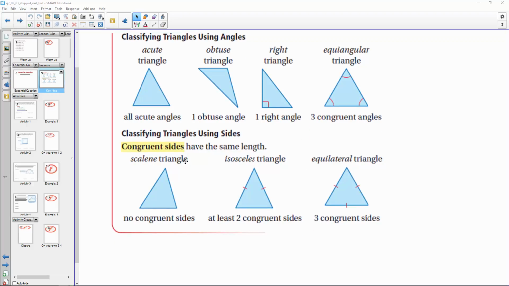For classifying triangles using sides, there are congruent sides, meaning they have the same length. So if I look here, an isosceles triangle has two sides that are the same and one that's different in length. An equilateral triangle has all sides that are exactly the same length. And a scalene means that none of the sides are the same length.